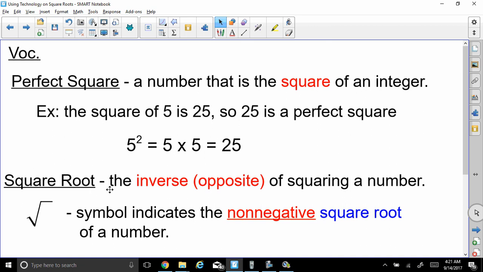When we're talking about square roots, we're talking about the opposite. Another word for opposite is inverse of squaring a number. Here's the symbol for the square root. It looks like a division sign with a little hook on the end. It's a symbol that indicates the non-negative square root of a number. And when we mean non-negative, we're talking about the positive value of the square root, because square roots, as you should know, have two possible answers, one positive as well as one negative. When we have the square root sign like this, we're talking about the positive answer. If you want to check out more about that, look at my videos on radicals and square roots.